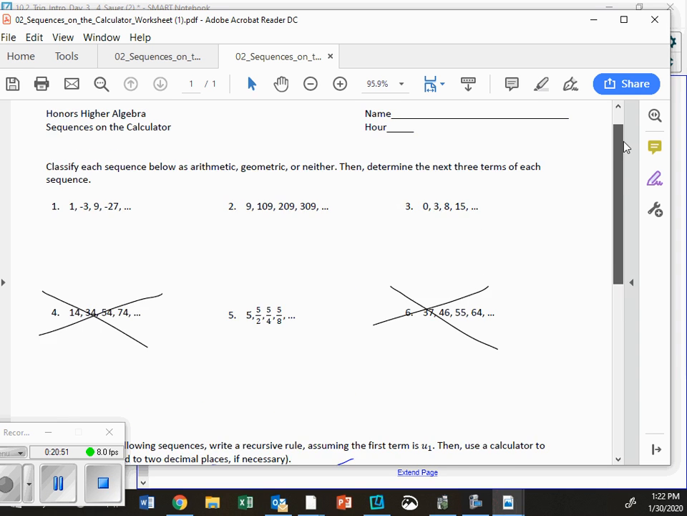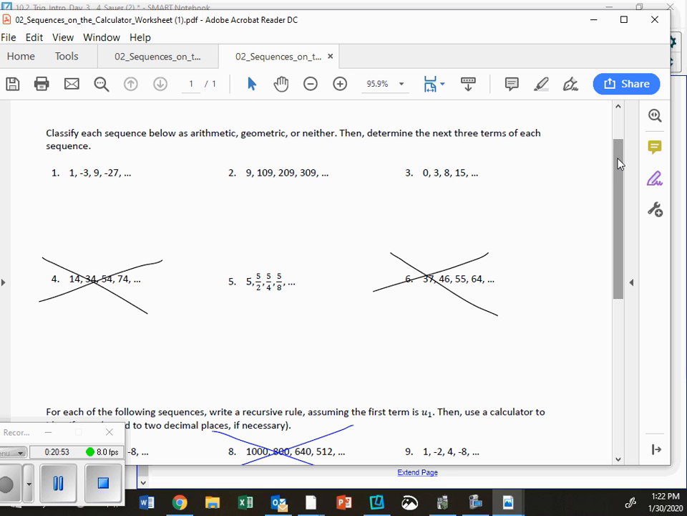The first one is really simple. It looks like it's dropping. No, it's gaining. It's getting bigger, but it's going back and forth between negative and positive. That makes me feel like it might be a geometric where you multiply by a negative. So multiply by negative what? You're multiplying by -3. You are correct.